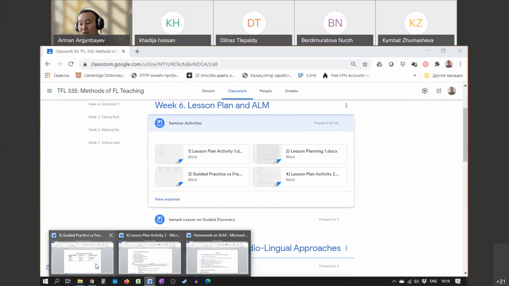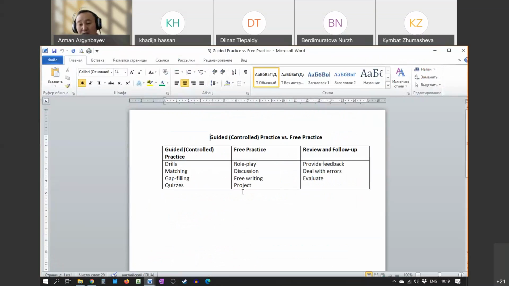Here, guided practice. I wanted to show you what we can include in guided and free practice. So 3 stages: guided, controlled practice, and free practice, and then follow up. In guided or controlled practice, we can do drill exercises, matching, as I mentioned before, gap filling, quizzes, short quiz. In free practice, students can role play and they can write their own dialogue. They can discuss, they can write. Project might be given as homework.